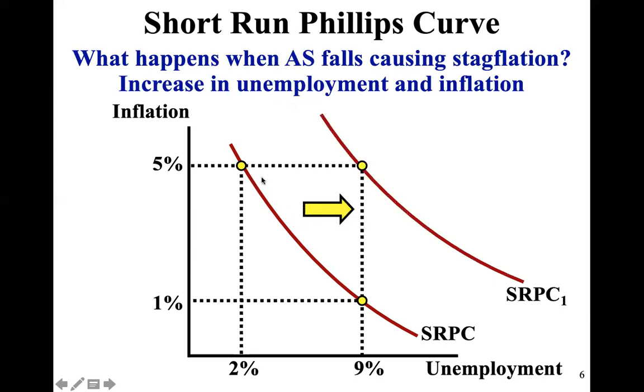Because inflation is going up and unemployment's going up, the curve's going to shift outward, right? And that's how we could show both an increase in unemployment and an increase in inflation. So when the aggregate supply curve shifts to show the same change in the same economy, you would shift the short run Phillips curve to the right.